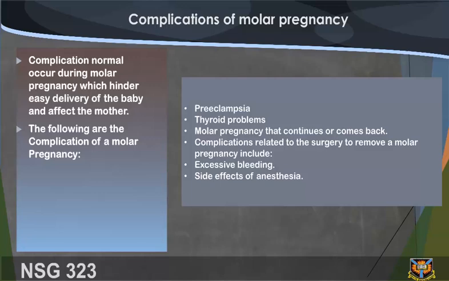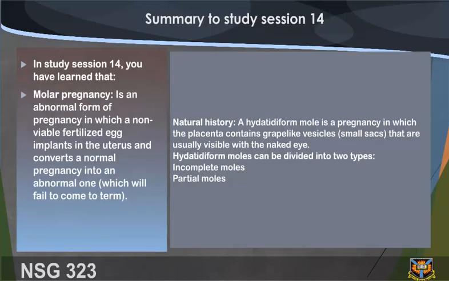Complications of molar pregnancy. Complications normally occur during molar pregnancy, which hinder easy delivery of the baby and affect the mother. The following are the complications of a molar pregnancy: preeclampsia, thyroid problems, molar pregnancy that continues or comes back. Complications related to the surgery to remove a molar pregnancy include excessive bleeding and side effects of anesthesia.